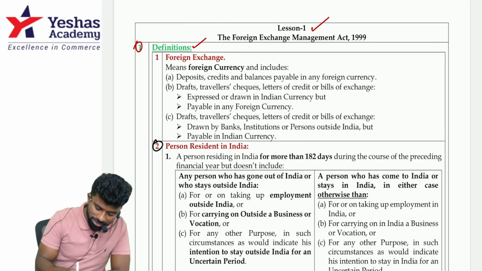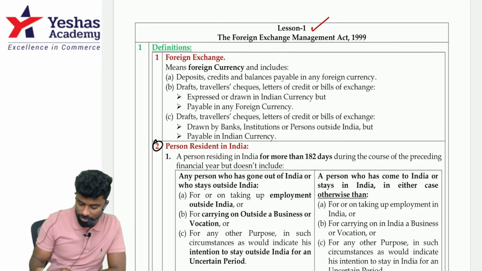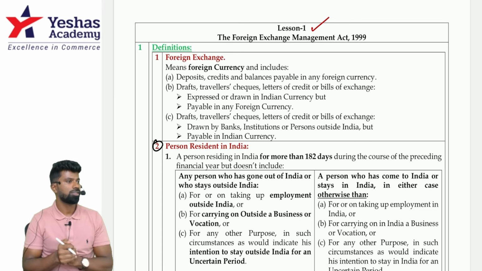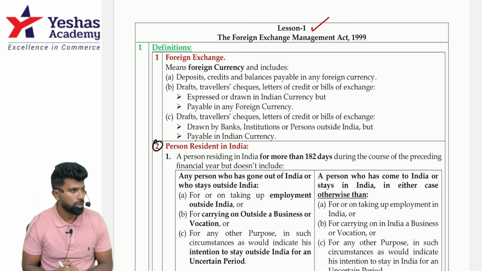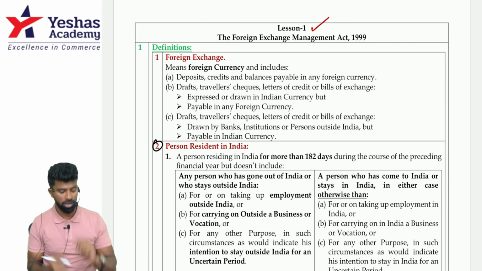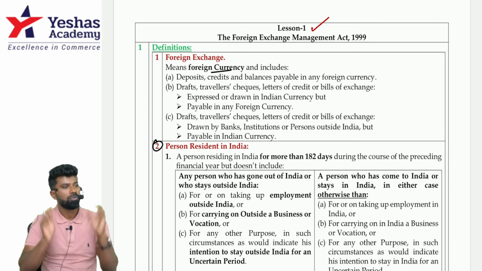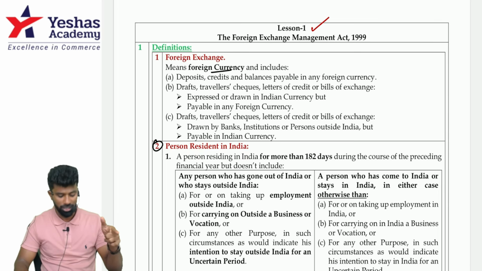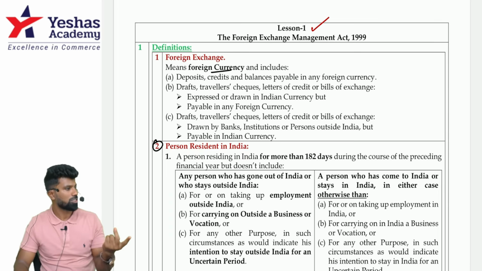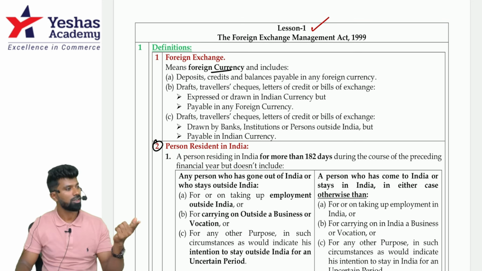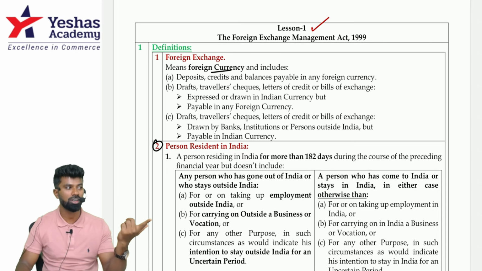What is the first definition? Foreign exchange. Obviously, we're discussing the chapter called the Foreign Exchange Management Act, so you must know what foreign exchange is. Foreign exchange means foreign currency. It also includes deposits, balances, and credits which are payable in foreign currency.